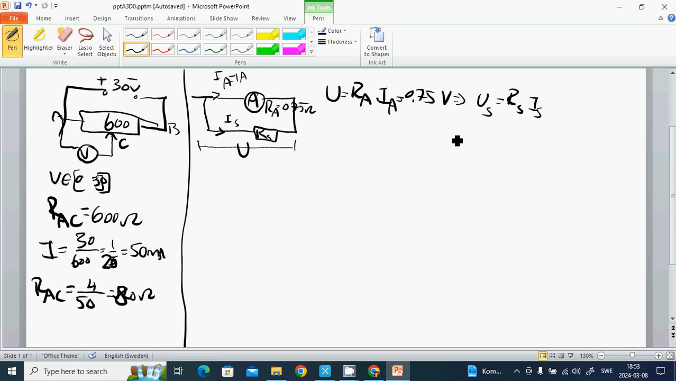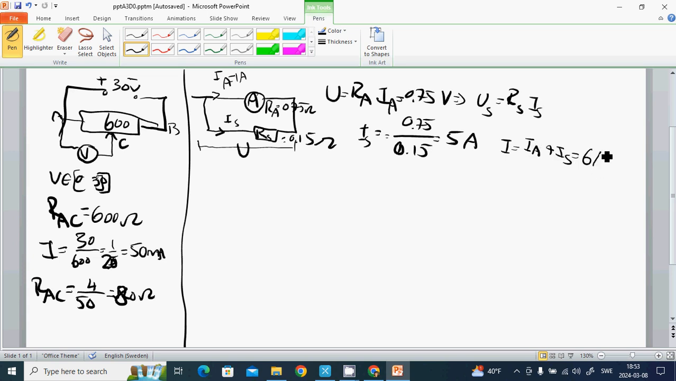And RS, if RS equals to 0.15 ohm, then US equals, then IS equals to 0.75 divided by 0.15 is 5 ampere, and the total I is IA plus IS equals to 6 ampere.